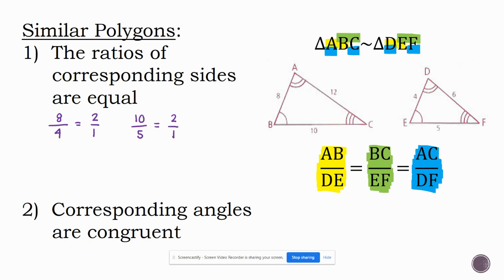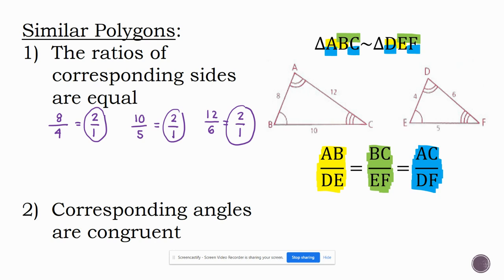If I look at AC, that's 12. If I look at DF, that's 6. Notice how this reduces down to 2 over 1. So I was able to get three ratios that are the exact same. So that indicates that, yes, ratios of corresponding sides are equal in this particular picture.